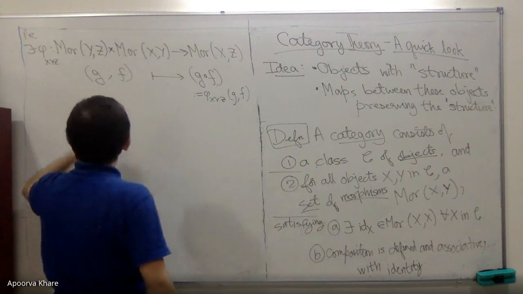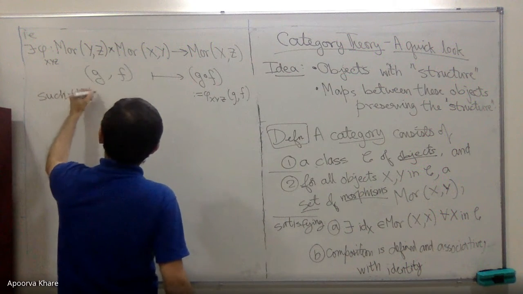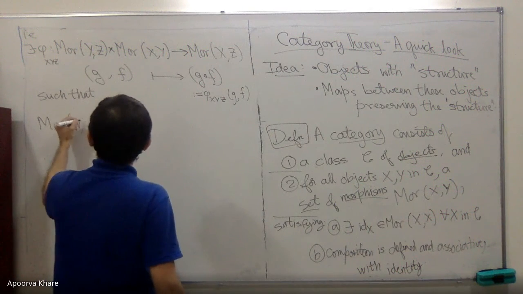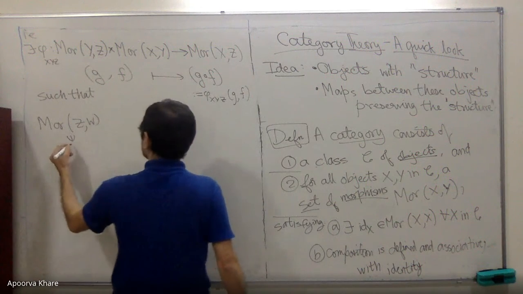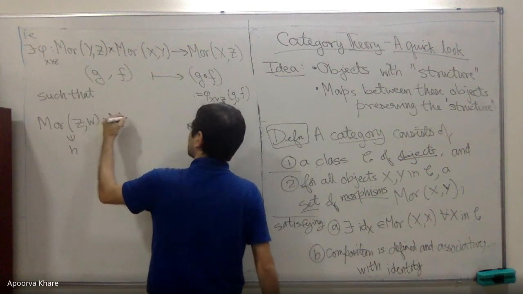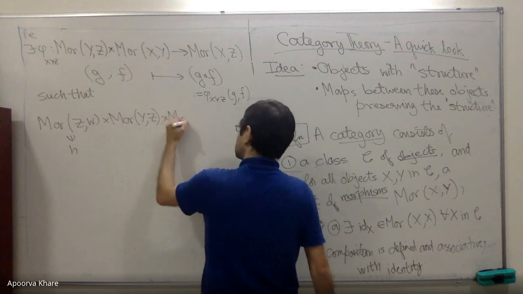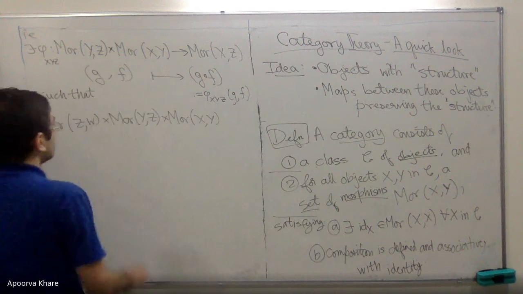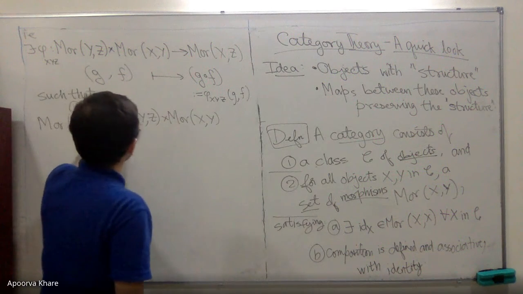What about the associative part? Such that if you take four objects now, morphisms of Z comma W, let's call this h, and morphisms of Y comma Z, morphisms of X comma Y. Now you can do the following. So let's say h is here, g is here, and f is here.